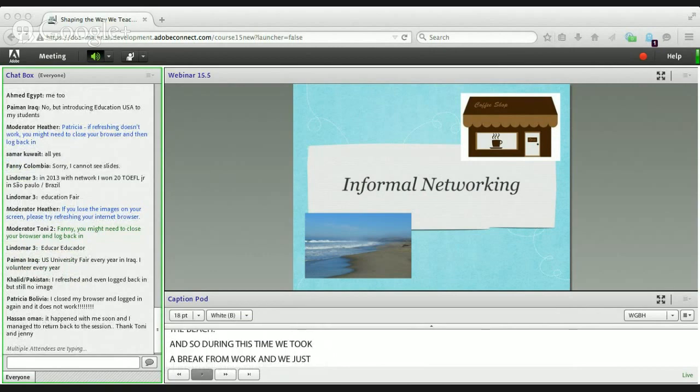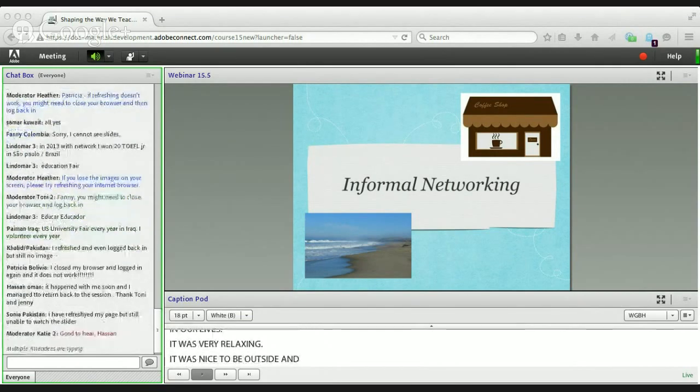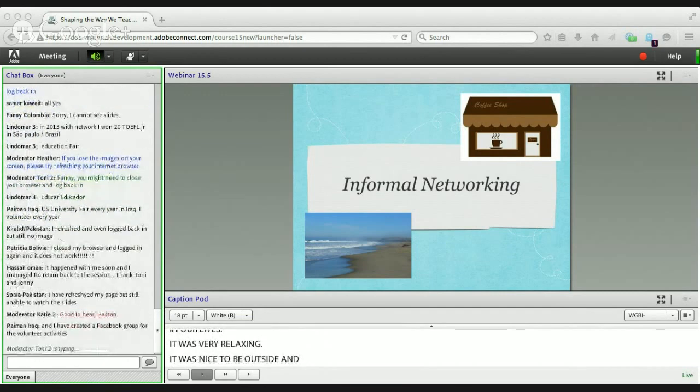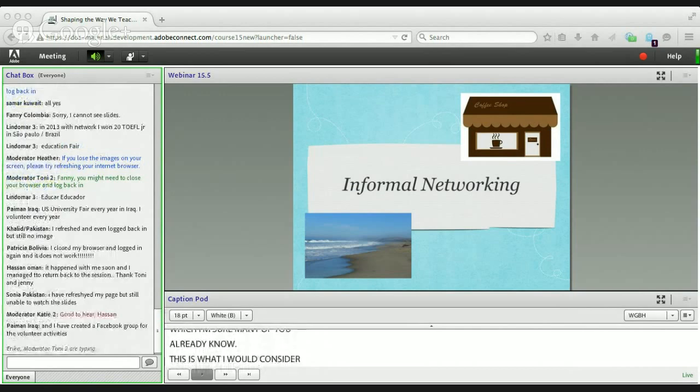It was nice to be outside, and this deepened our work relationships more than anything else we would do that day. So I think it can be really powerful to have those relationships outside of work, which I'm sure many of you already know. So this is what I might consider more of just general relationship maintenance, if you will. The deeper the connection that you have with another colleague, the more likely you are to support one another professionally. Okay?